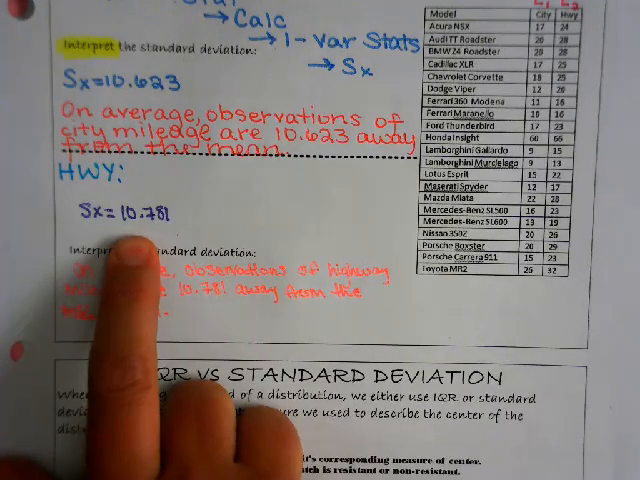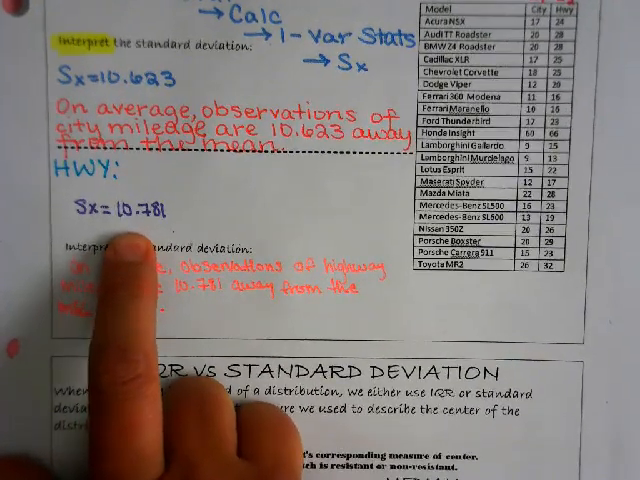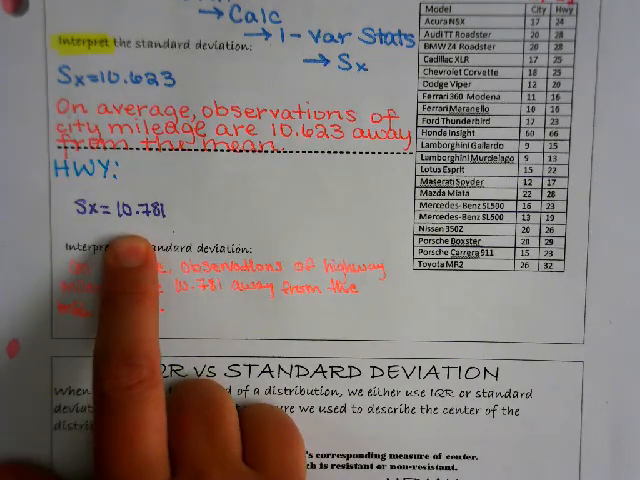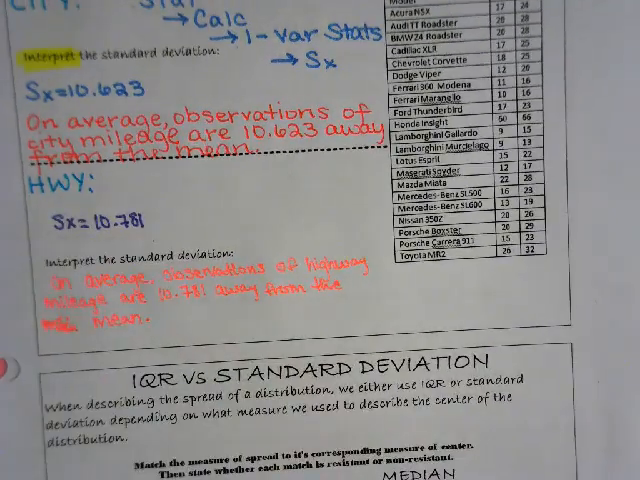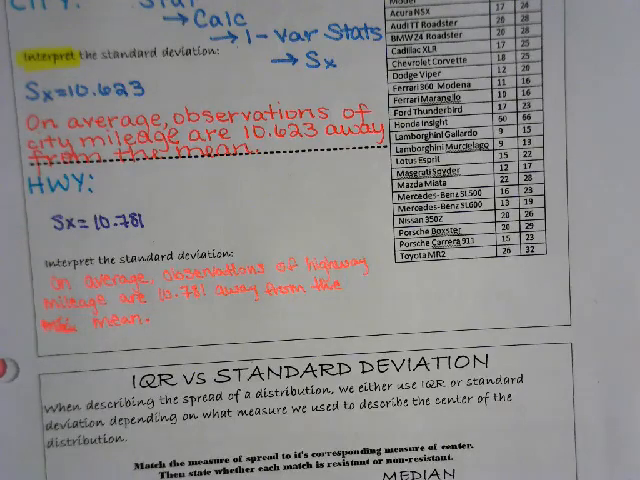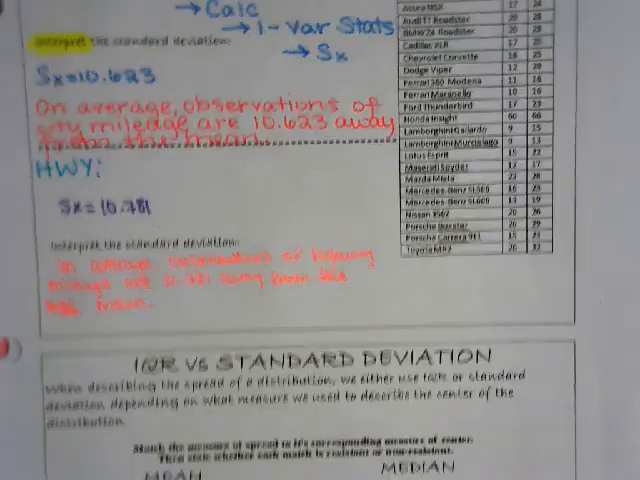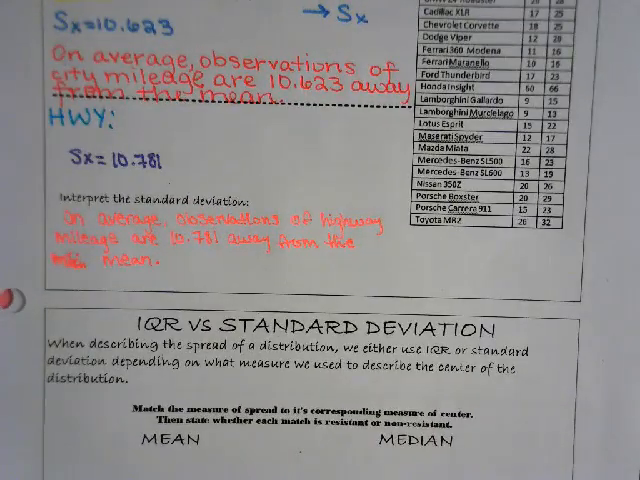Relatively close, you probably mistyped a piece of data, which, yes, sucks when we mistype a piece of data, so be really careful when you're typing your lists in. And then she put, on average, observations of highway mileage are 10.781 away from the mean. Questions?